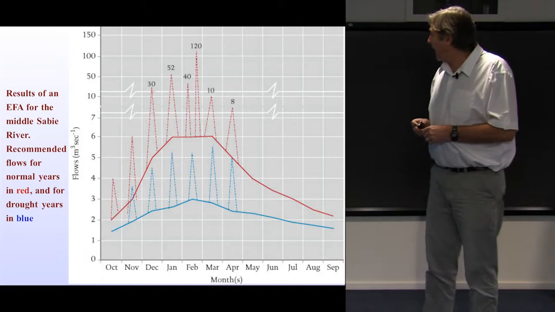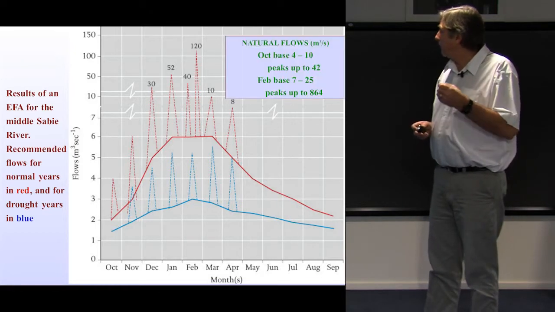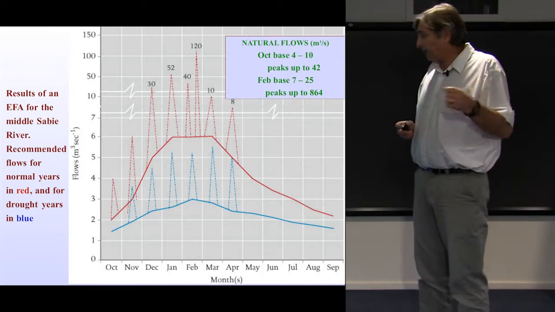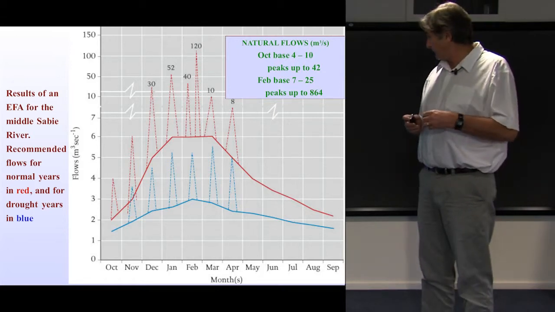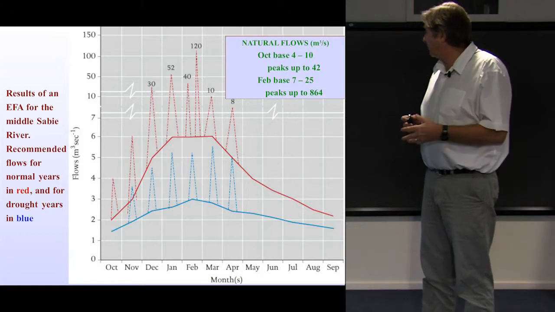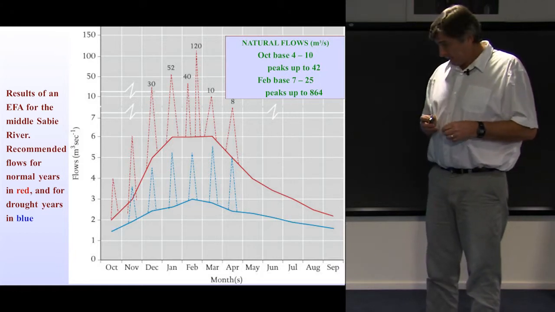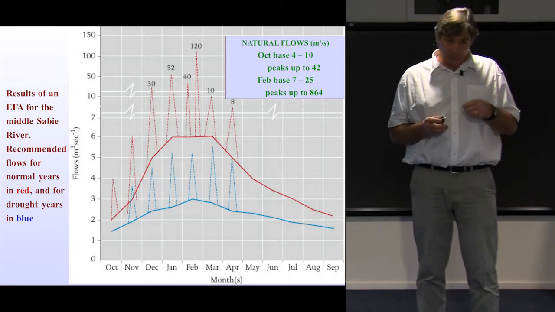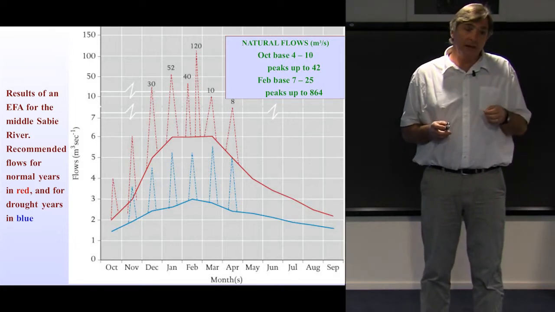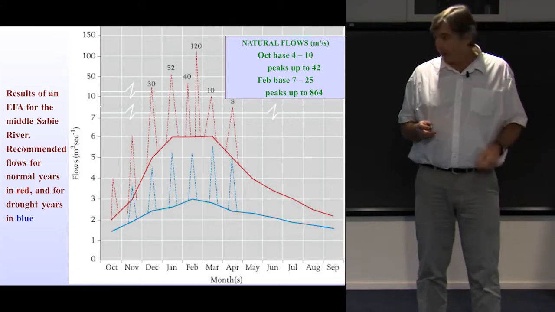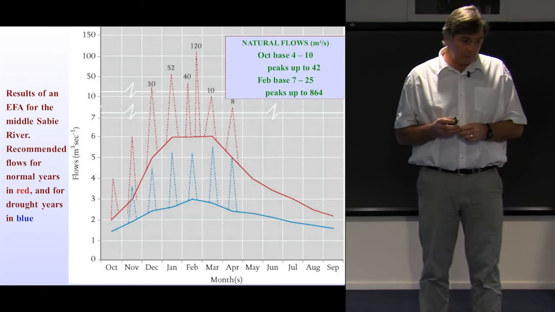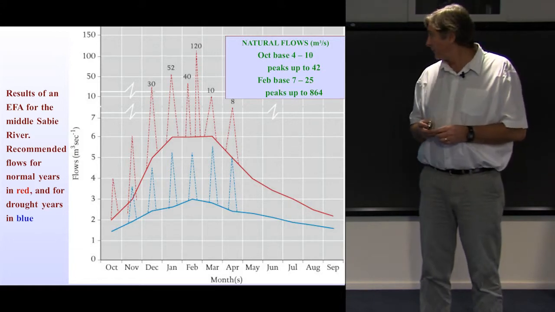Okay, so the natural flows would be of the range of 4 to 10 cubic meters per second in October base flows, with peaks up to about 42 cubic meters per second. And then in February, in the wet season, between 7 and 25 cubic meters per second base flows, with peaks up to 864 or even more cubic meters per second for quite large floods.